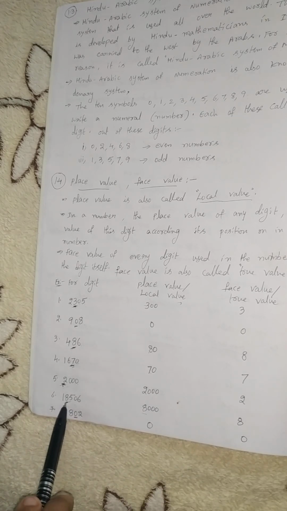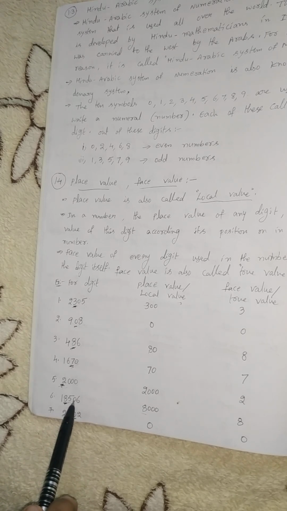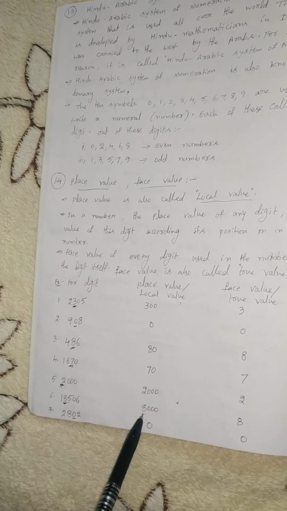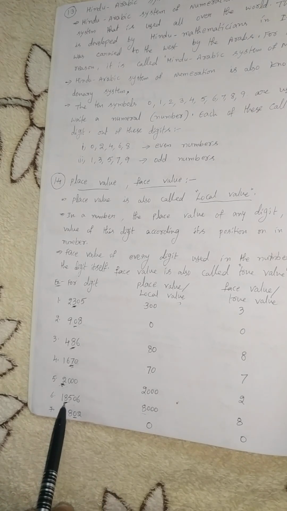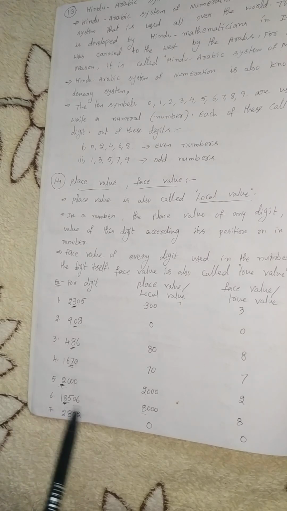18506. In this, what is the place value of 8? Ones, tens, hundreds, thousands. So, 8000 is the place value. And the face value, we will write the same number, 8.